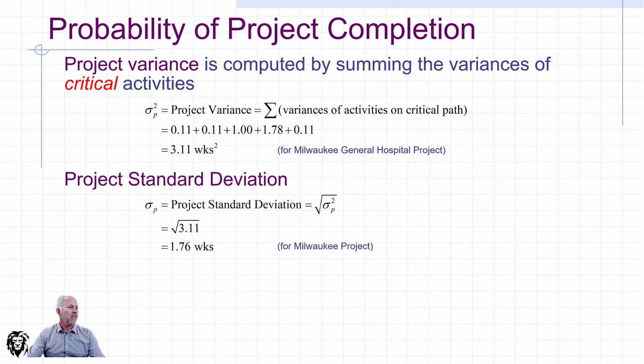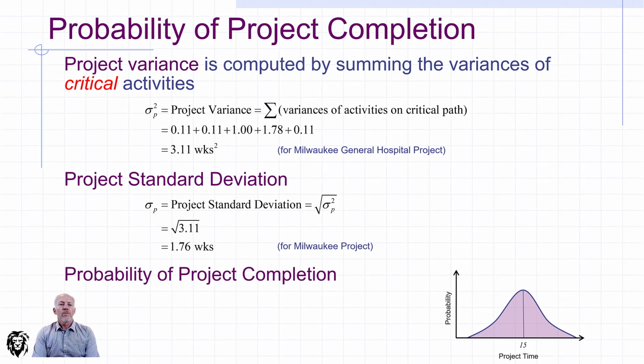Weeks squared variance. And of course, the standard deviation is the square root of the variance, so we can take the square root of that, and we see that we have a standard deviation of 1.76 weeks. So this is where the real fun comes into it: we actually can now figure out what the probability is of completing our project by a given time.